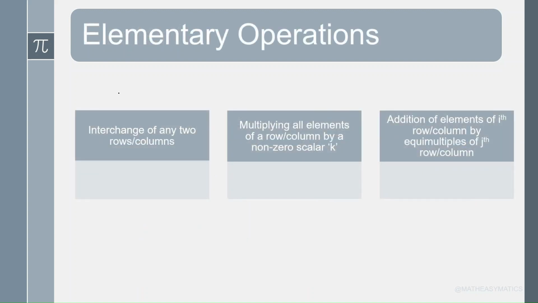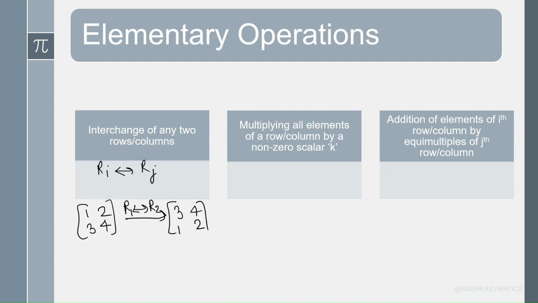First, elementary operations. There are three elementary operations. First is interchange of any two rows or columns. It can be represented as Ri interchange with Rj. For example, let's take a simple 2 by 2 matrix. Here we interchange R1, R2, interchange these two rows: 3, 4, 1, 2.